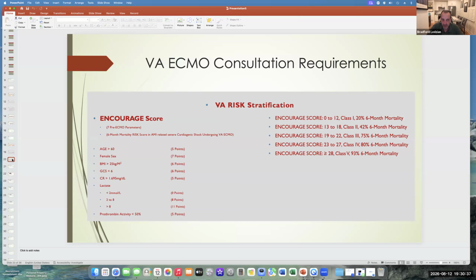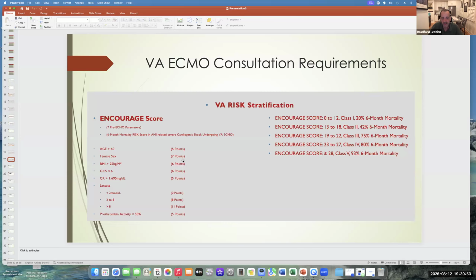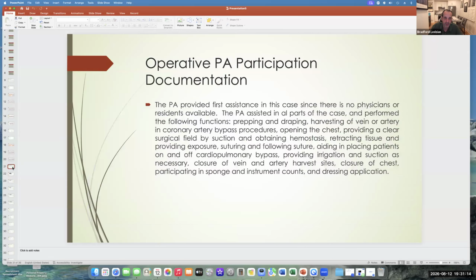This is 6-month mortality risk after an acute myocardial infarction with related severe cardiogenic shock. So these are more like the cath lab type patients, whereas the Remember score is more of the CABG type patient. We deal with both of these in our setting, and again, you can see the parameters that go into this and the mortality risk that goes with it when you're doing your initial consultation. Figuring out these scores can help delineate what your plan is and demonstrates to the reader that you've had deliberate intentionality about evaluating the success of what you're doing for these patients.